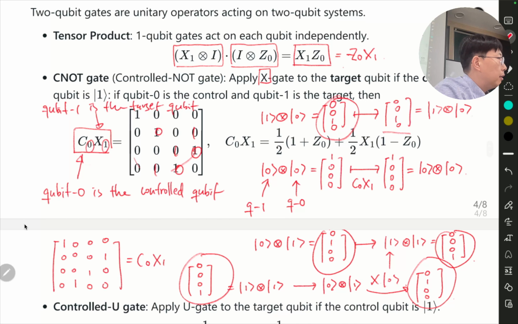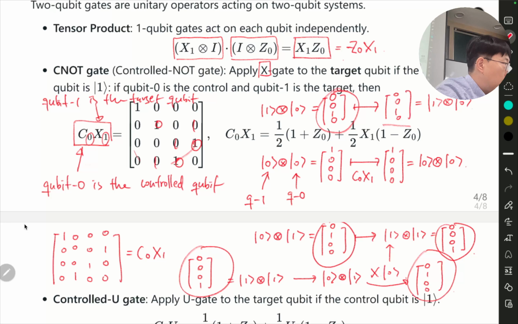You can also represent the same C0X gate using a linear combination of other gates, like this one. So here 1 means identity gate. So instead of writing I, it's easier to write it in terms of 1. And also you're multiplying X1 here. So X1 times 1 is X1, and X1 times Z1, Z0 is the 2-qubit gate like this one. So we will talk about why you can represent your C0X gate as a linear combination like this after we talk about the number gate.